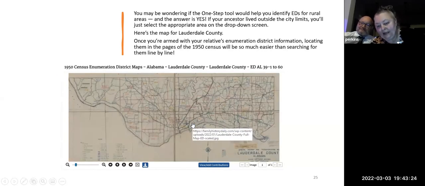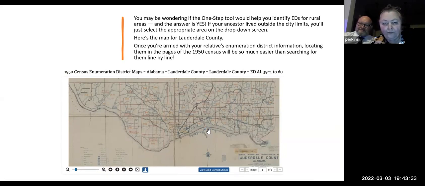Here's the one that I like, because here you're not looking at a city. If you are not in a city and you're in the country, here's your country map. And so you know, okay, we lived along this road before this road. And so we're in county 39, and 53 is the ED. So that's an example, and you get that again off that Weintraub and Morse site.